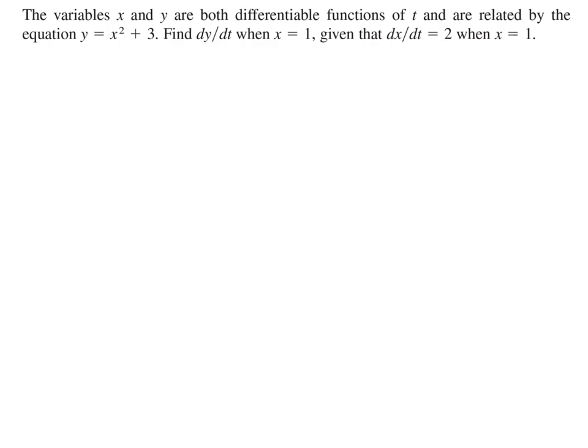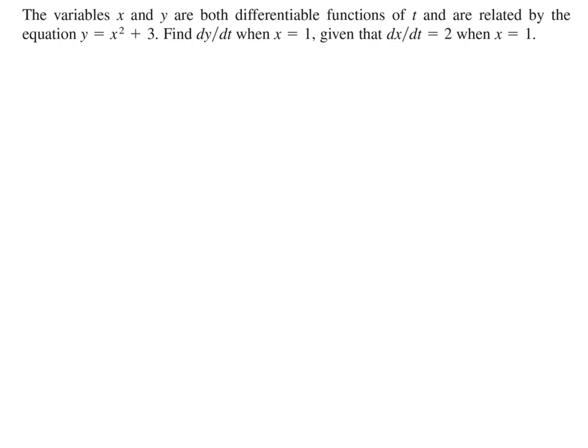So in this video, we're going to work through plenty of examples so that we can get a hang of what we're doing. So let's take this first one here. Let's say the variables x and y are both differentiable functions of t, remember t is time, and are related to the equation y equals x squared plus 3. Find dy over dt when x equals 1, given that dx over dt equals 2 when x equals 1.